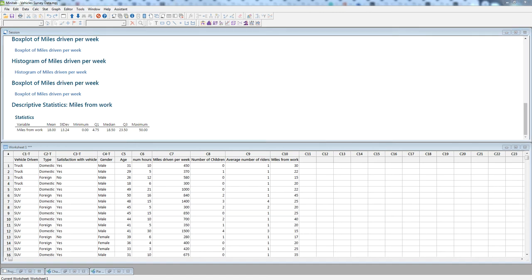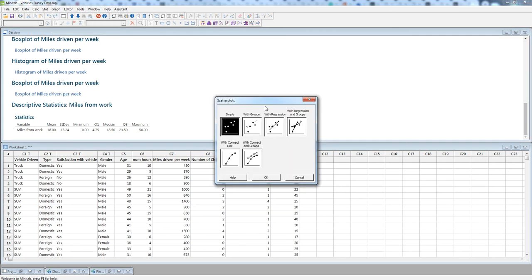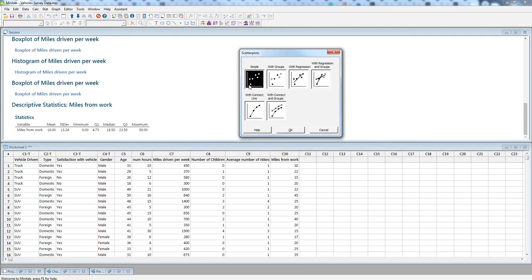Let's do some linear regression. All right, so to do linear regression, the first thing you want to investigate is, do I have a strong linear relationship that I can use to be able to do some linear regression? So I'm going to go to graph, scatter plot to see if I can get some linear relationships. We've only ever used simple. Simple is the easiest one to use, so that's all I'm going to do.